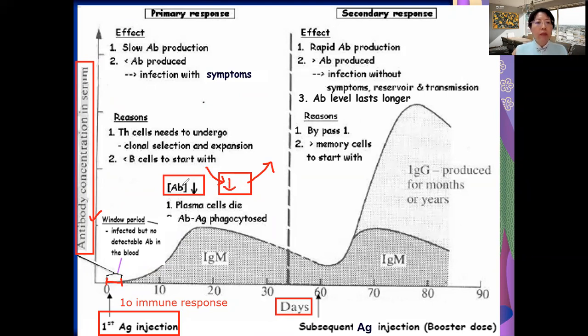So input of antibody is produced by which cell? Plasma cell. Very good, plasma cell. Antibody is produced by plasma cell. The input is from plasma cell.